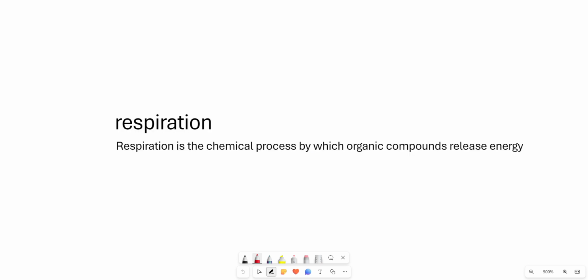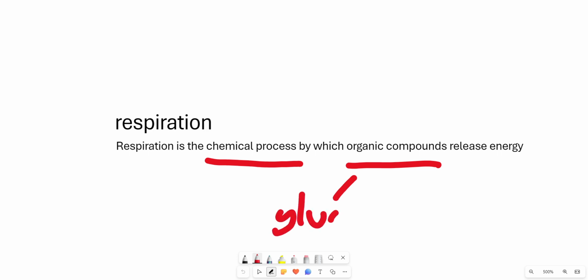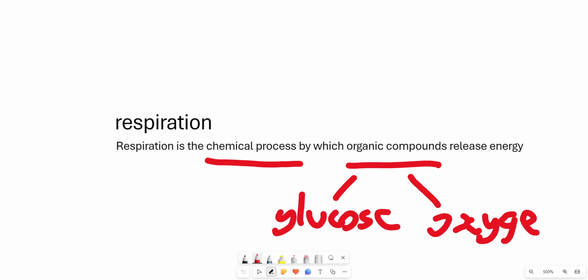And so respiration, it's a chemical process in which we have reactants that basically produce new products, by which organic compounds in the form of glucose that we extract from our food and the oxygen that we breathe in through our air to generate or produce energy.